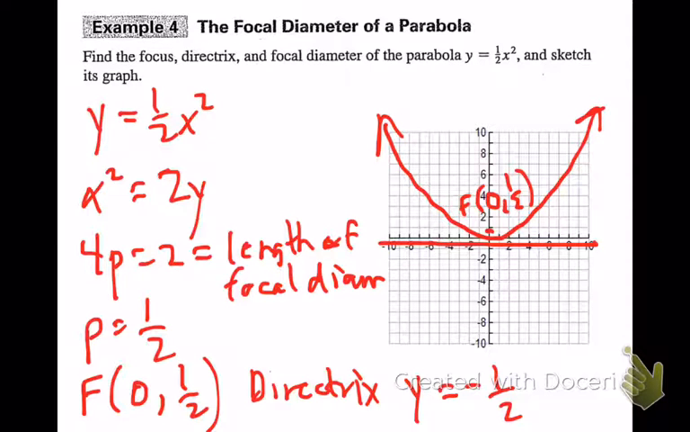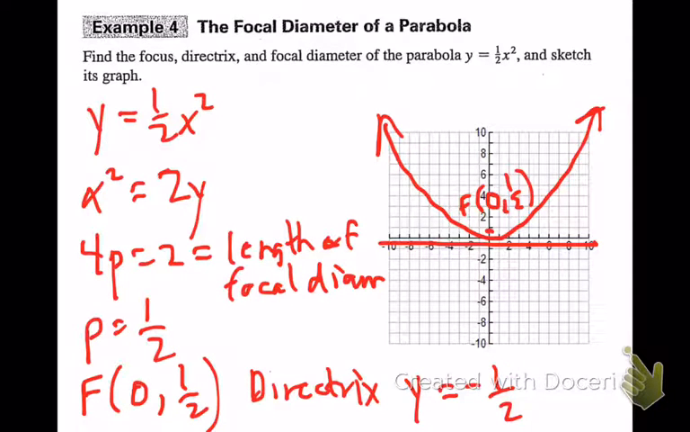So really the only thing different on this one is we found the focal diameter. You just have to remember it's 4p. You've got to find 4p anyway to find p, so it's just an extra step, the length of the focal diameter. Any questions? Okay.